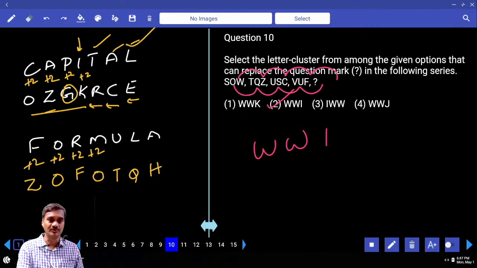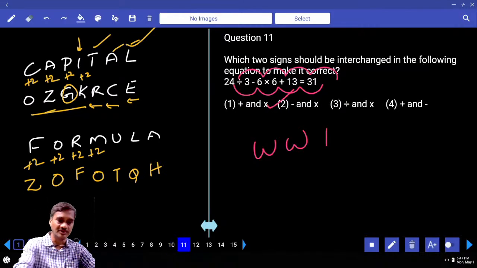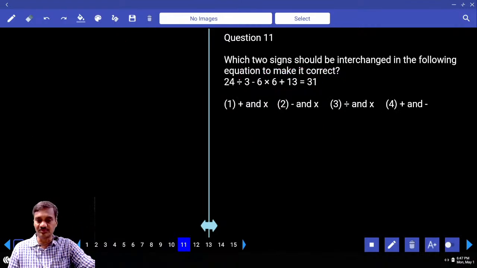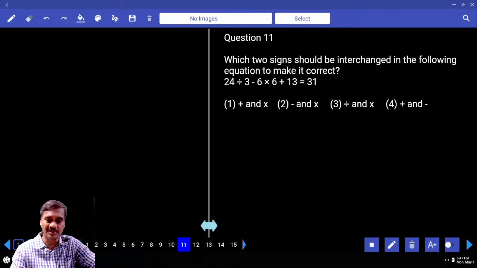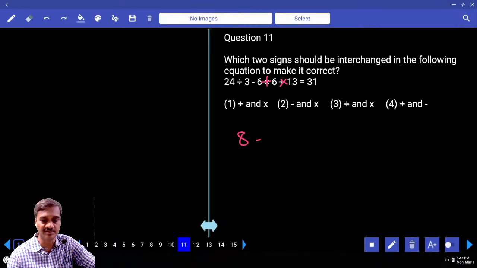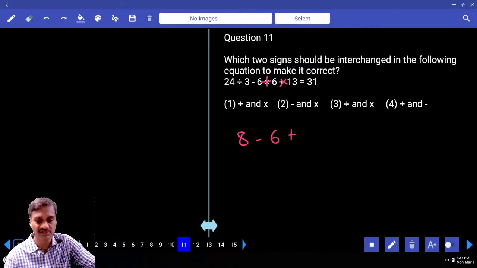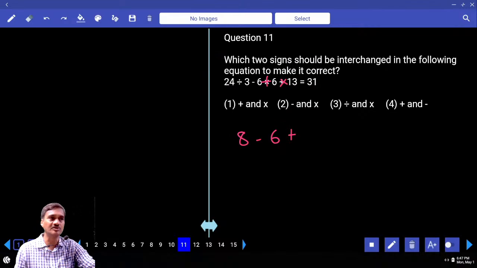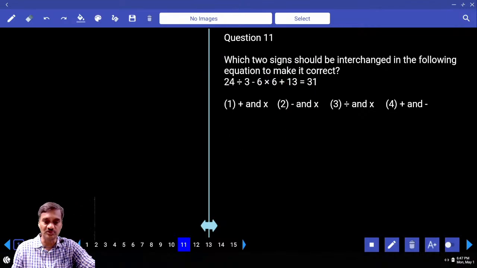Then 11 to 15. Coming to the 11th one, which two should be interchanged? Plus and into. If you interchange plus and into, then 24 divided by 3 is 8, minus 6, plus 6 into 13. 13 into 6 is more than 31. Hence choice 1 is ruled out.